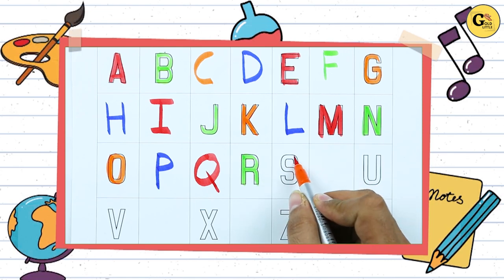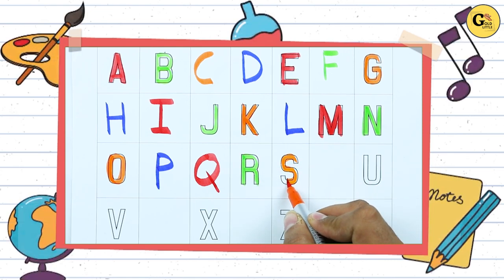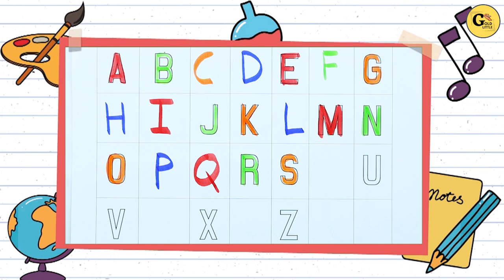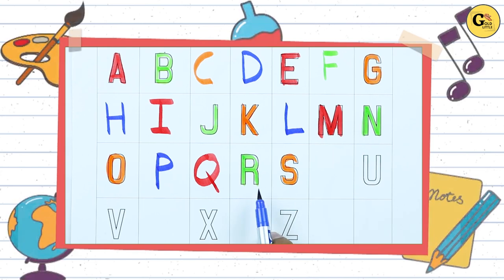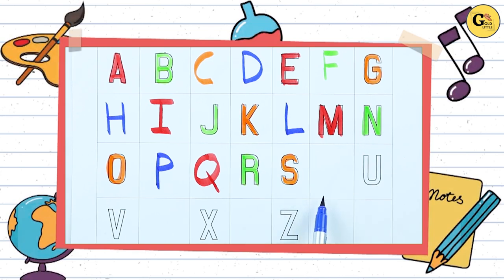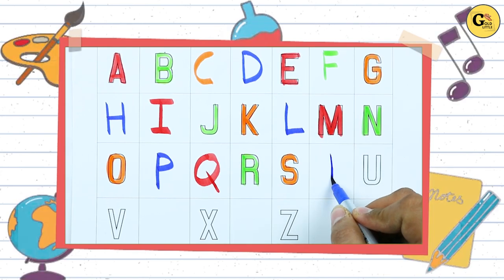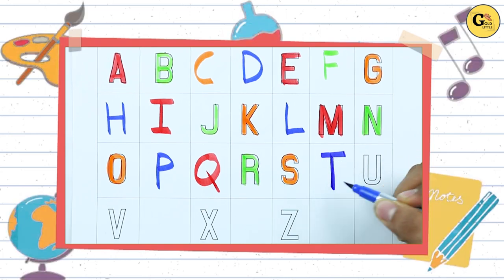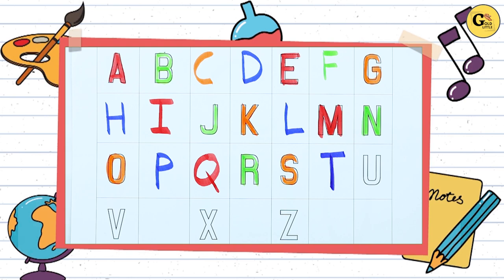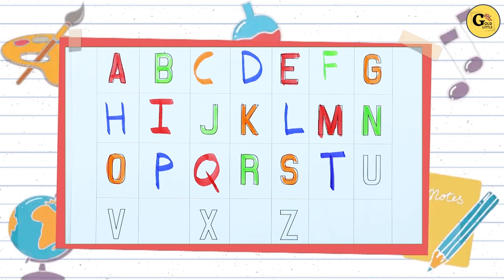What next? S. S for sheep. S for sheep with orange color. R, S, what next? T, very good. T with blue color. T for tiger.